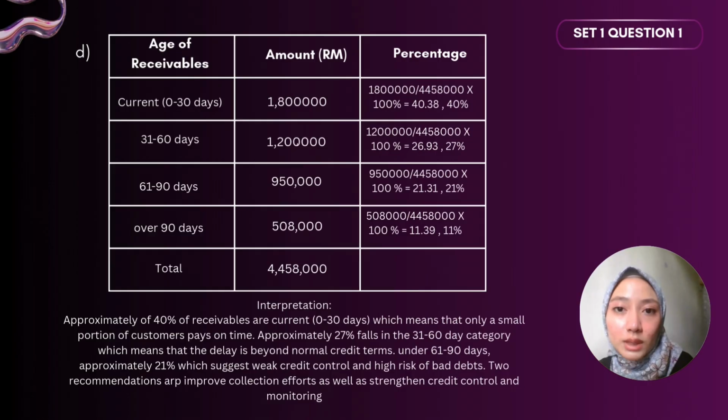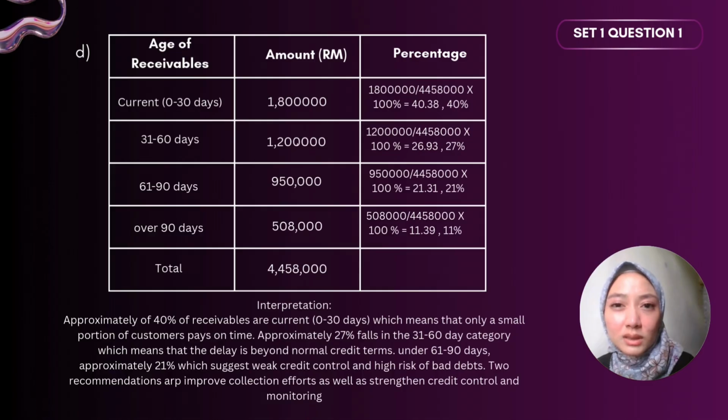For 61 to 90 days, it is 950,000 divided by the total, and then you multiply by 100%, and you will get approximately 21%. For over 90 days, we take 508,000 divided by the total, multiply by 100%, and we will get approximately 11%. So the interpretation is approximately 40% of receivables are current, which is 0 to 30 days.